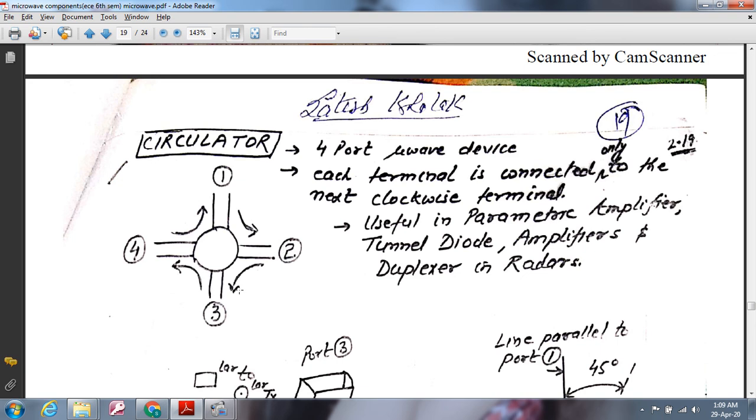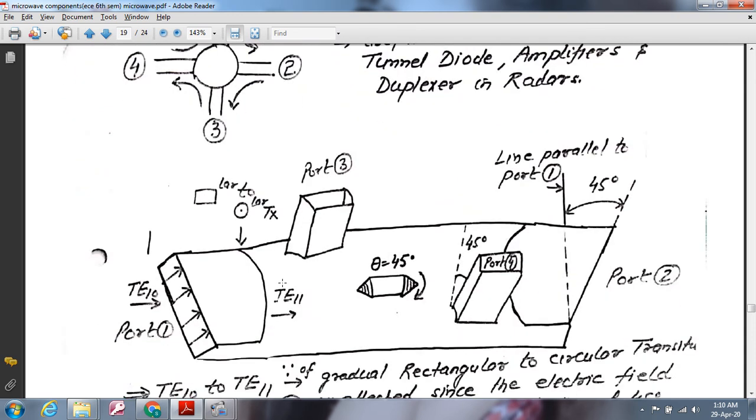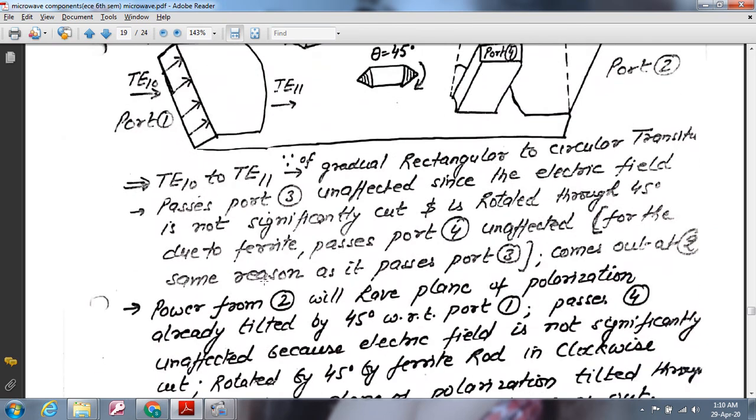No output will be corresponding to port number 3 and 4. Similarly, if we assume port number 2 as an input, then we will get output corresponding to port 3 only, no output corresponding to 4 and 1. Similarly, if I have connected my microwave source at port number 3, then I will get output corresponding to port number 4 only and no output corresponding to 1 and 2. That is why we call this a circulator. Now we can see how this happens.